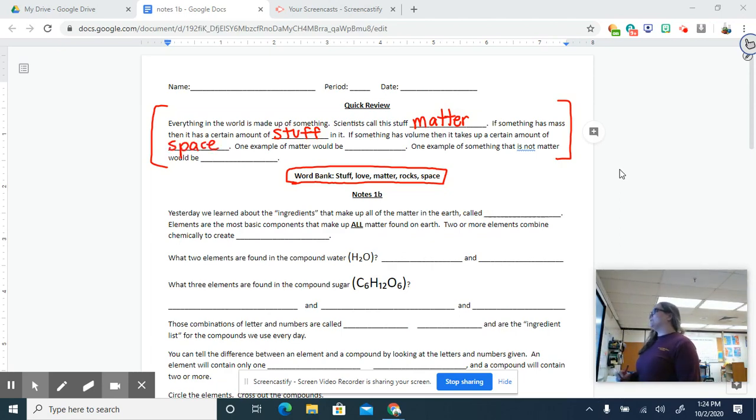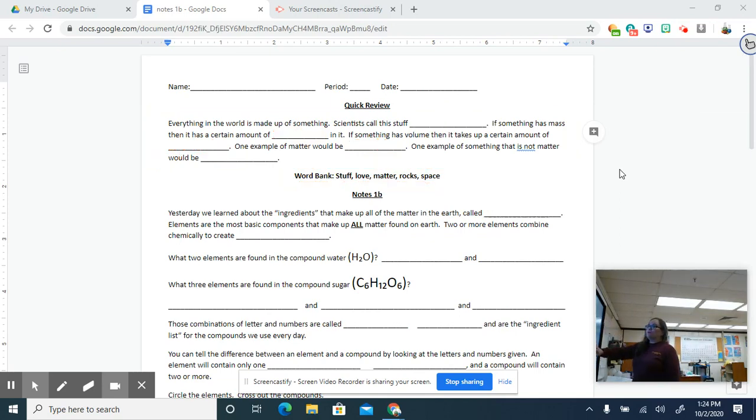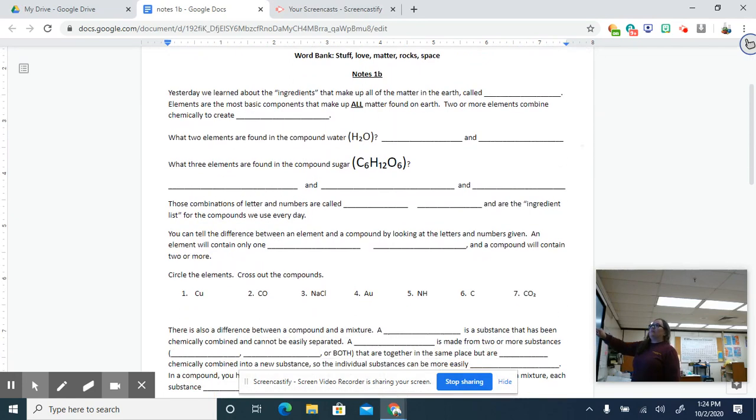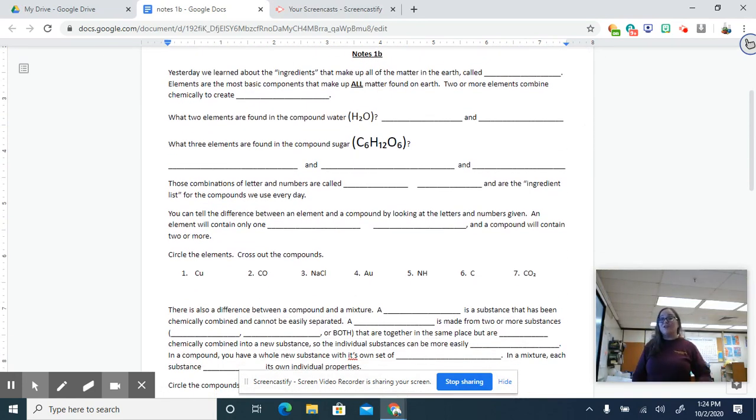One example of matter would be rocks. One example of something that is not matter would be love. Good job. So now we get to actually talk about matter. Yesterday, on the previous set of notes, we learned about the ingredients that make up all of matter on Earth, and they are called the elements. The elements are the most basic components that make up all matter found on Earth.